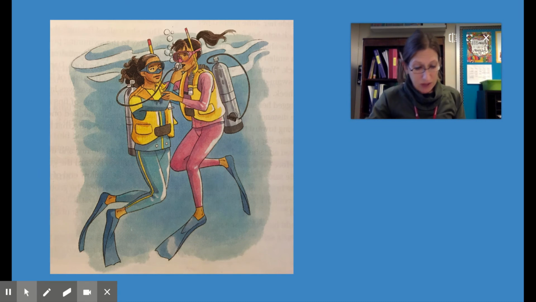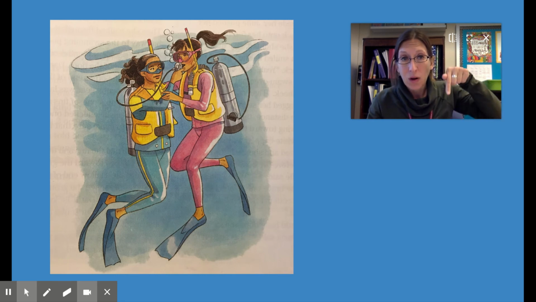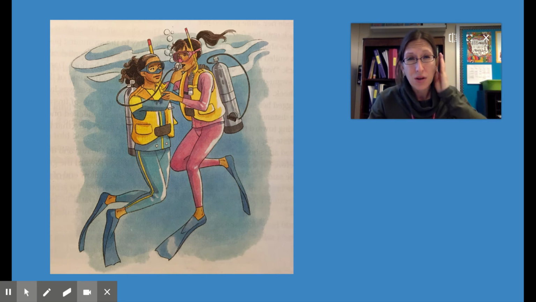Darla's mask was not pressing against her face as hard, and her ears did not have the ringing sound they had when she had been 100 feet down. So remember, they were 100 feet down. There's a lot of pressure, and her ears were ringing, and her face mask was pressing against her face and feeling very tight. The girls continued to move up until they were 10 feet below the surface.